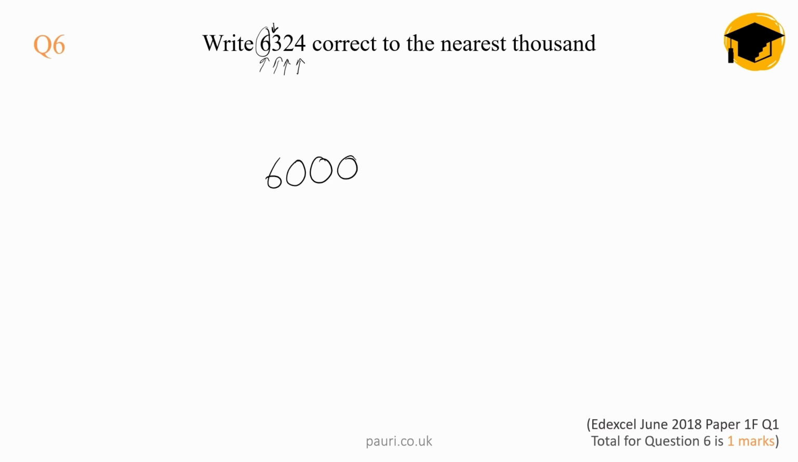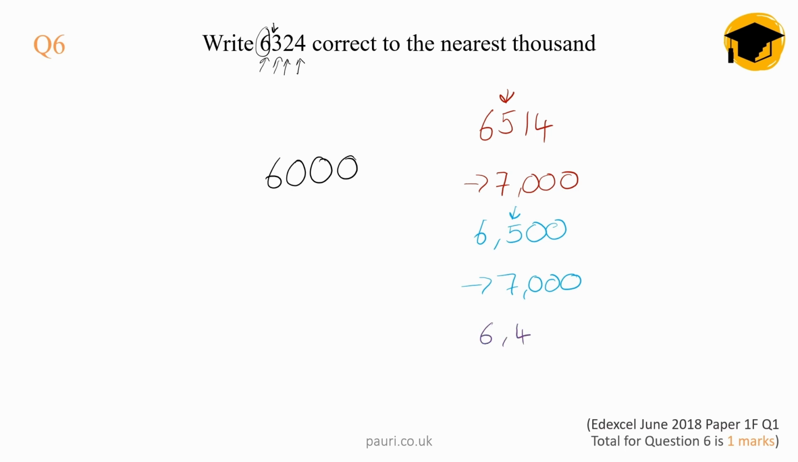If the question said 6,514, the next number here after the 6 is 5 or above. That means the number is closer to 7,000. Even if you get a number such as 6,500, because this is 5 or above, we always round up to 7,000. If you get a different question which said 6,499, as the hundreds digit is less than 5, we round down. So this number is closer to 6,000. We've rounded this number to the nearest thousand.